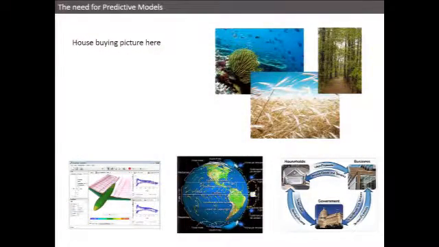So, the need for a predictive model. This is very simple. To make any joined-up decision about anything in life, we make predictions. If you're buying a house, you would think about many different aspects that are going to inform that decision, all of which are about predicting the future.